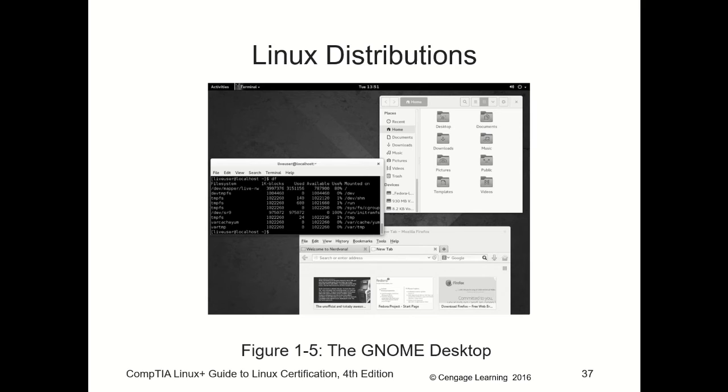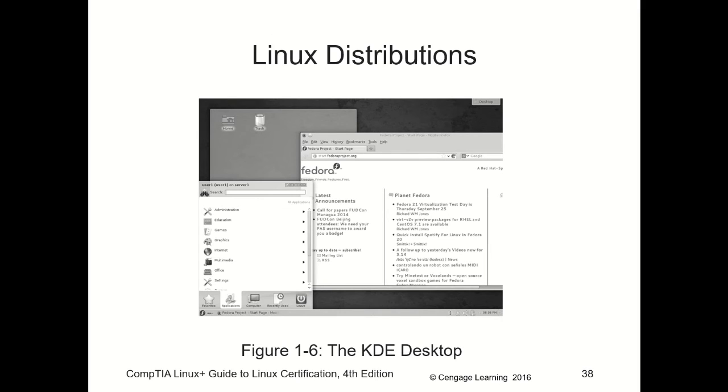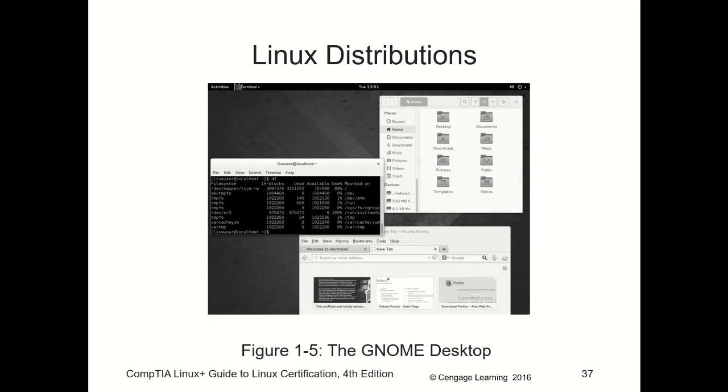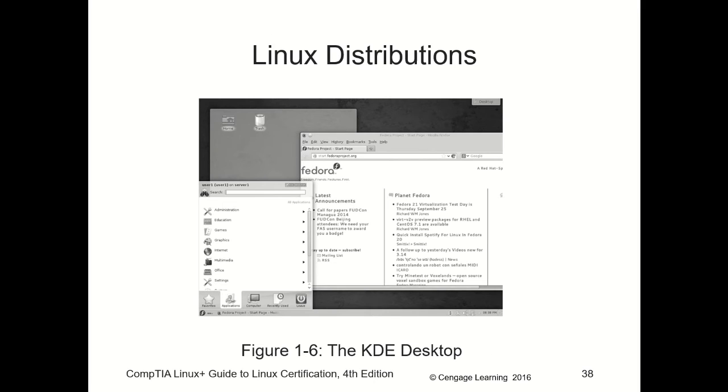So if you look at the Linux distributions, the GNOME desktop somehow looks like this slide, and the KDE desktop somehow looks like that. So that's the difference. They are almost the same. The heart of the system, that is the kernel, is the same, but the appearance, the look and feel, are different. Customizations are different.